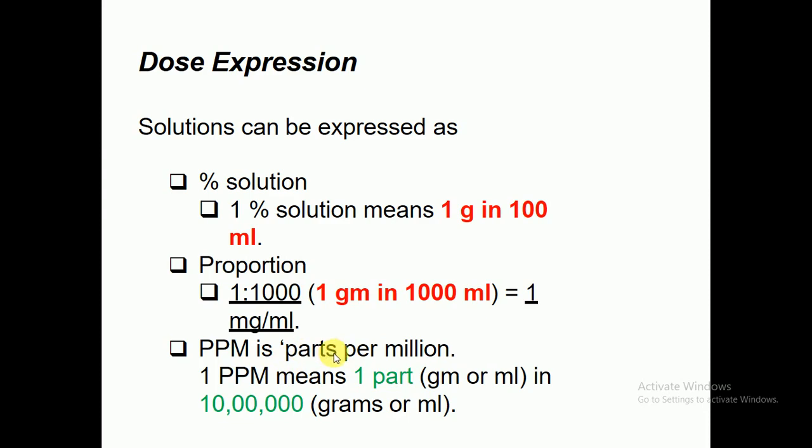ppm, this is another dose expression. ppm is parts per million. So 1 million is equal to 10 lakhs. One part per million means 1 part gram or ml in how much? Look here, this is 10 lakh. This means 10 lakh grams or ml. So it means that 1 ppm, parts per million, is equal to 1 gram per 10 lakh ml.